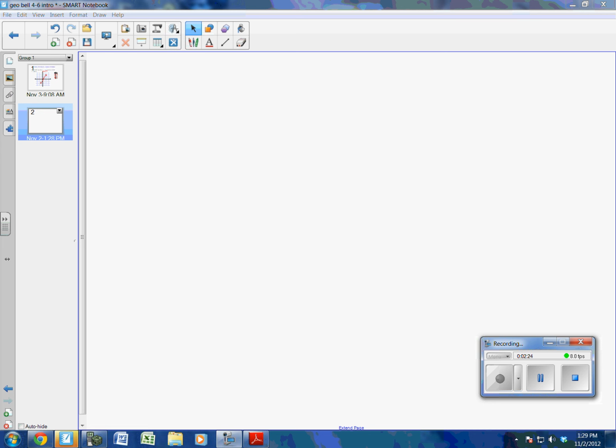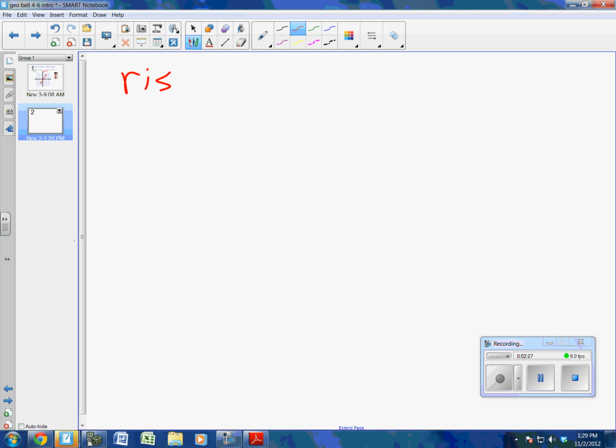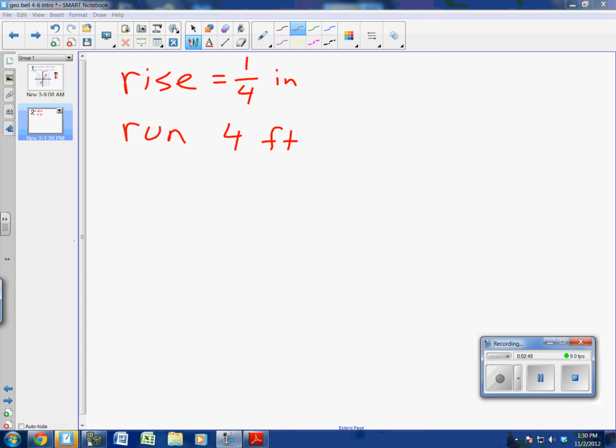What's our rise and what's our run? It's 1/4, right? And what's our run? 4 feet. 1/4 inch and 4 feet. Okay? So 1/4 inch is the rise, and the run is 4 feet. Okay, so what does that mean? We got this rain gutter, and it's got to be able to drain, right? So it's got to be going downhill.